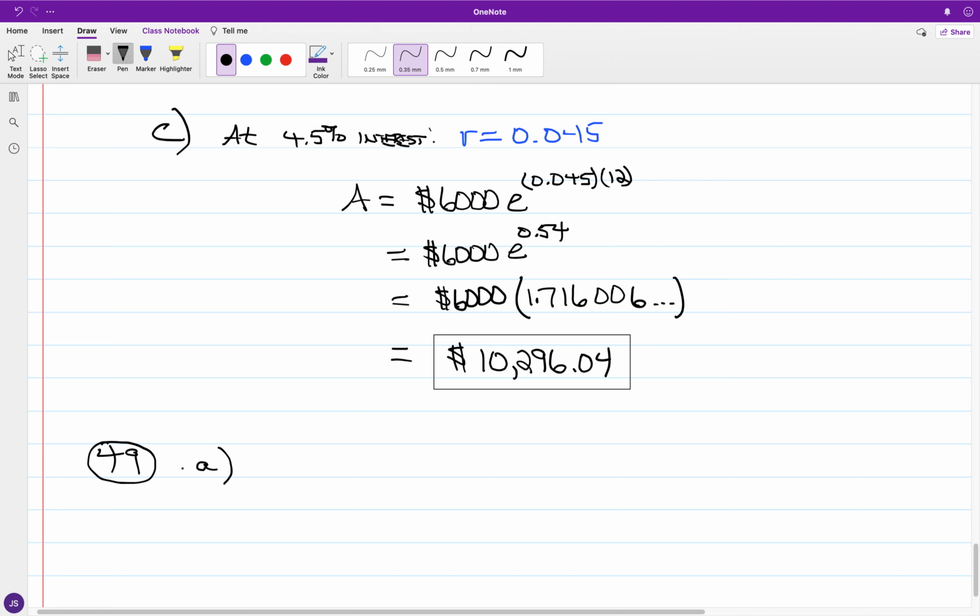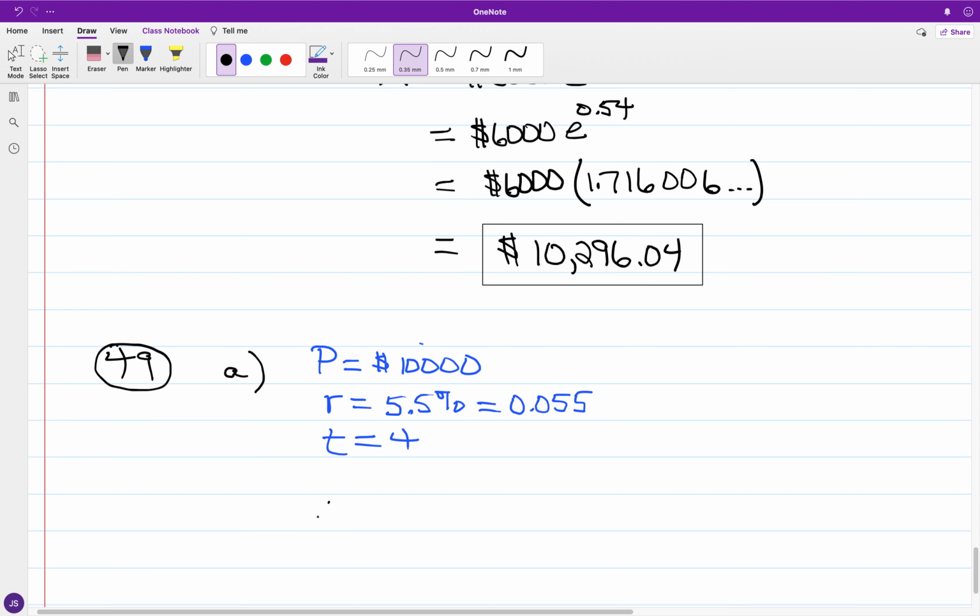And for the rate, we have 5.5%. And as a decimal, this is 0.055. And the time span is going to be 4 years. Now, this is with the simple interest plan.